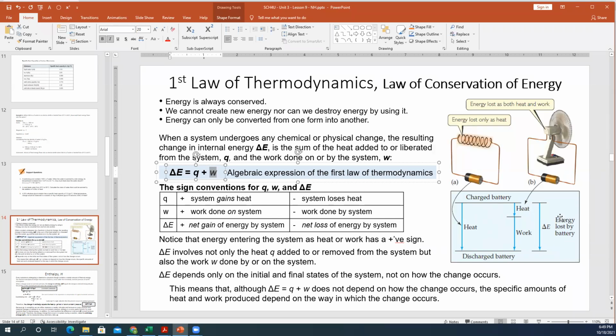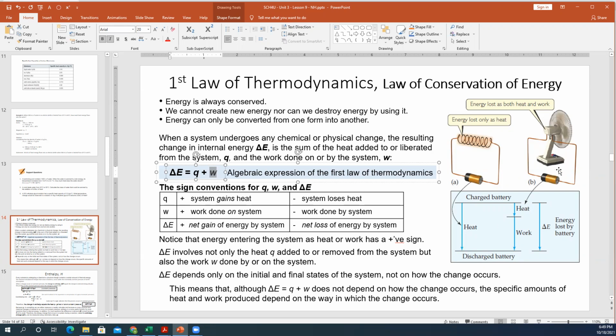So the delta E, the amount of energy lost by the battery, is the same in both cases. In one case, it is lost as heat when the battery goes from fully charged to completely discharged. You've completely used up your battery. That change in energy was heat.